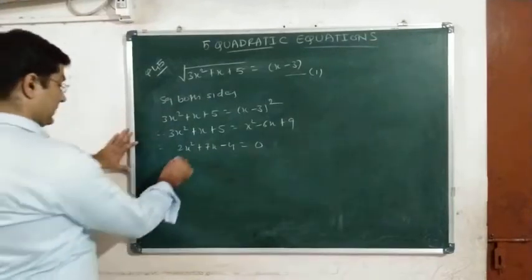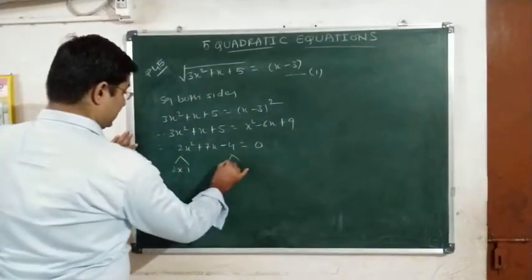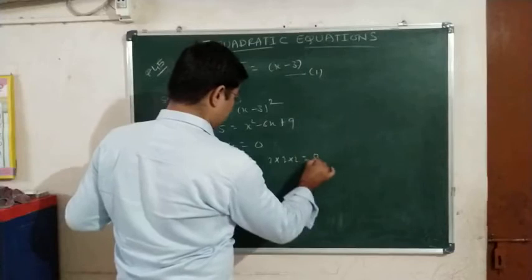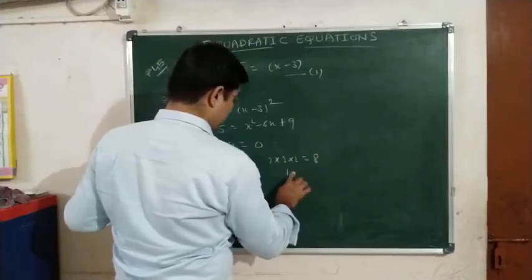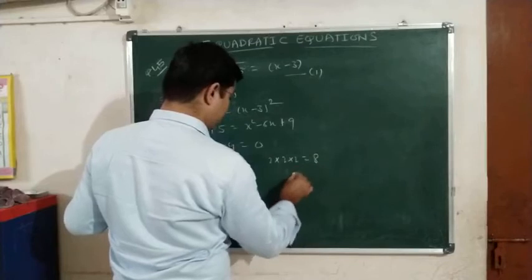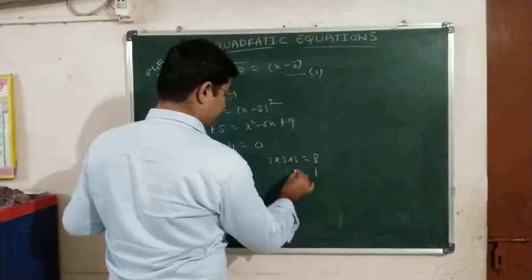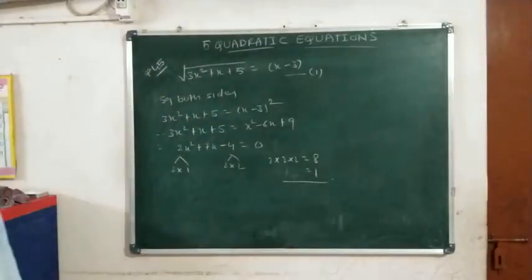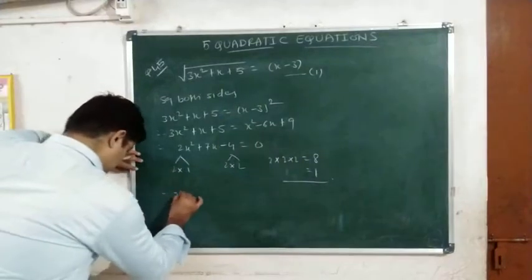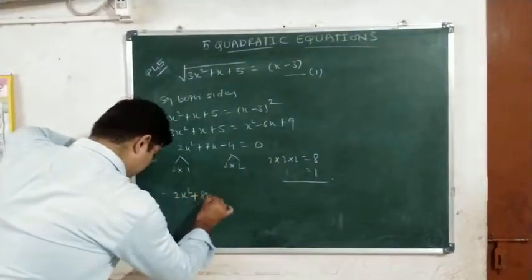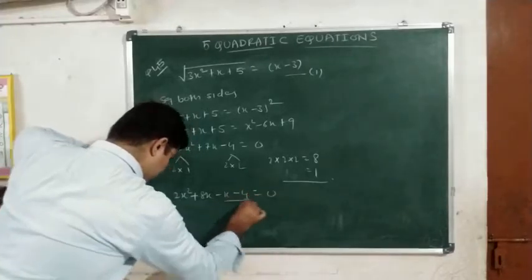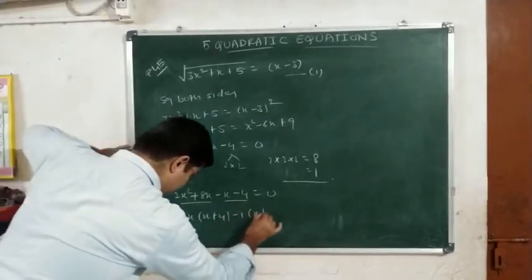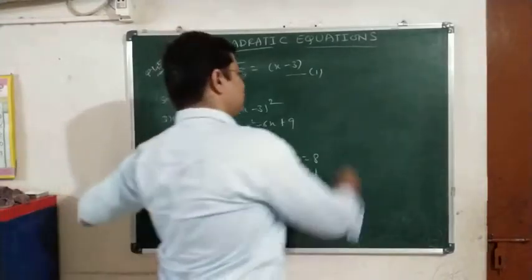Okay, now we can factorize. 2 1s are 2 and 2 2s are 4, 2 4s are 8. One number is 8 and 1 1s are 1. Okay, 1 is the other number. Clear? Okay, so 8x minus 1x will be 7x. So 2x square plus 8x minus x minus 4. Taking 2x common, x plus 4, minus 1 common, x plus 4 is equal to 0.